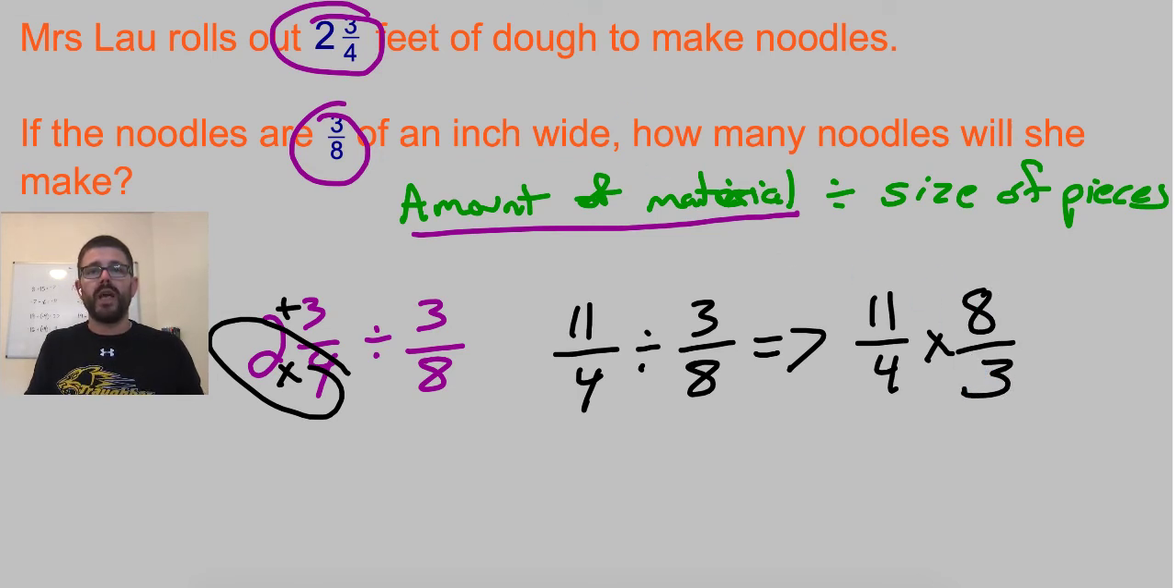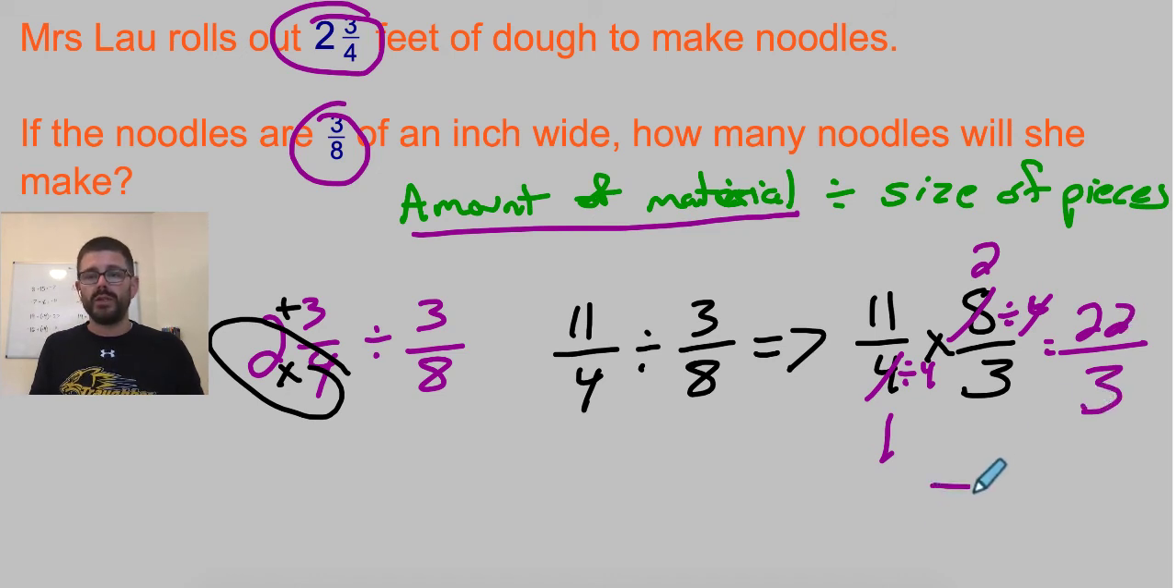I look to see if I can cross simplify. In this case, only the 8 and the 4 can be divided by 4. So I get a 2 and a 1. And then I just go ahead and multiply. 11 times 2 is 22. 1 times 3 is 3. Okay. 3 goes into 22 7 times with 1 left over. So she has enough to make 7 noodles with a little bit of dough left over.